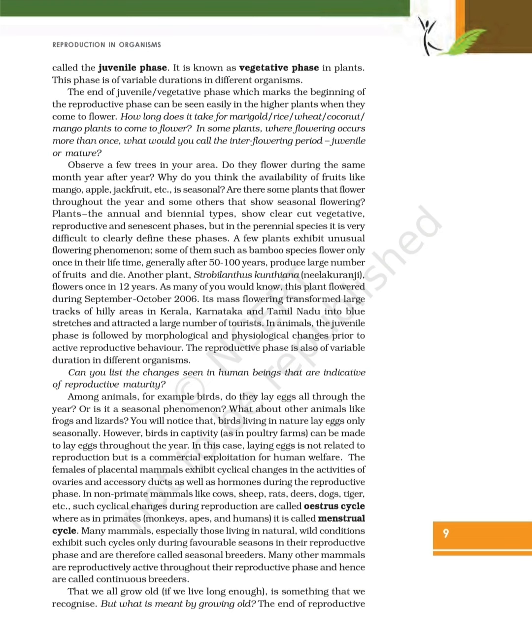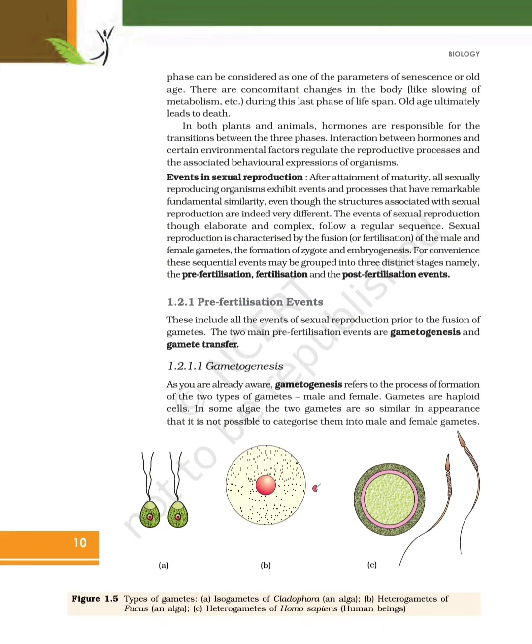That we all grow old if we live long enough is something that we recognize. But what is meant by growing old? The end of reproductive phase can be considered as one of the parameters of senescence or old age. There are concomitant changes in the body like slowing of metabolism, etc. during this last phase of lifespan. Old age ultimately leads to death.